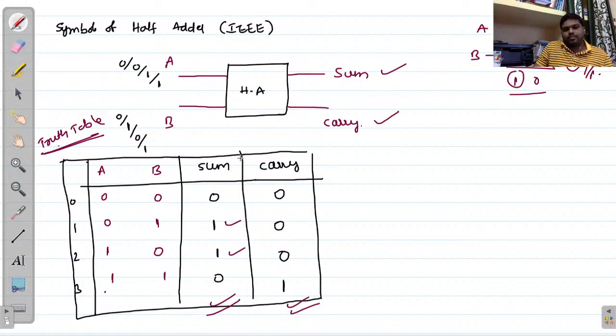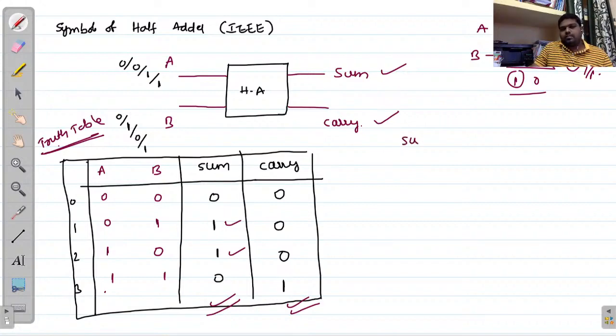So if you want to find the boolean expression for this sum, you can take the K maps. I already told you, in order to find the minimal boolean expression, we have to go for K maps. This is 2 variables, so you can write directly from this truth table also, but anyway first we will take the K map. After that we will find the boolean expression for this sum as well as carry.